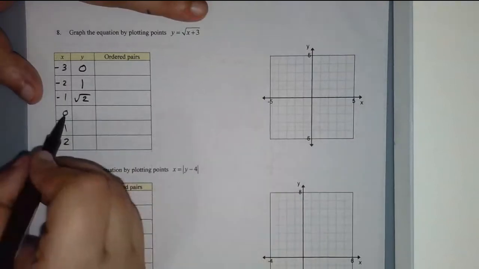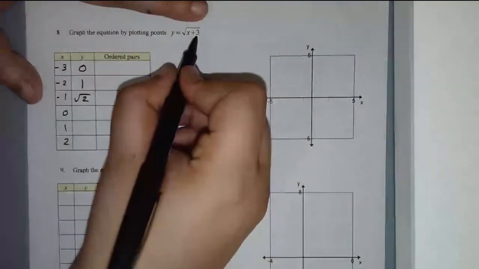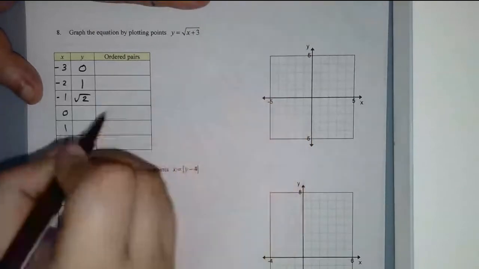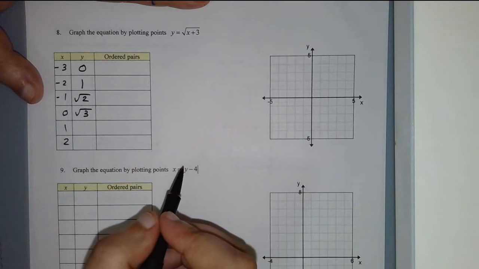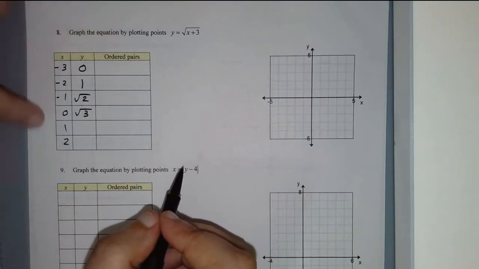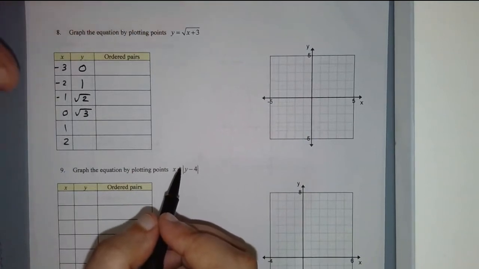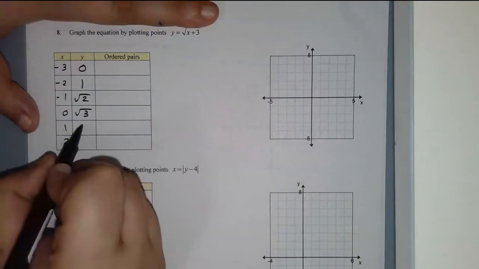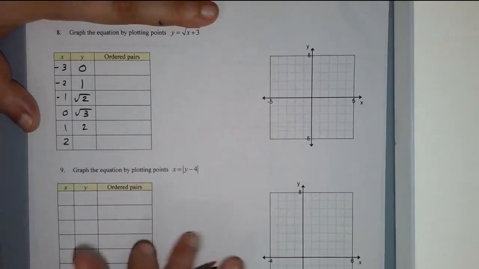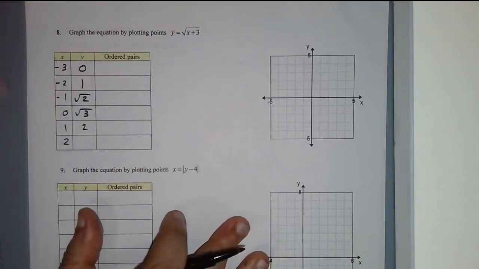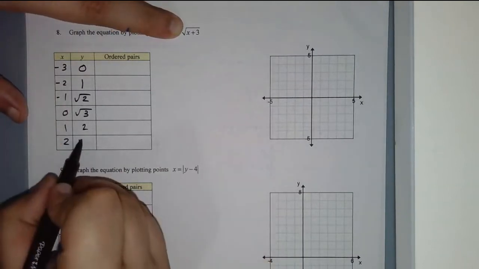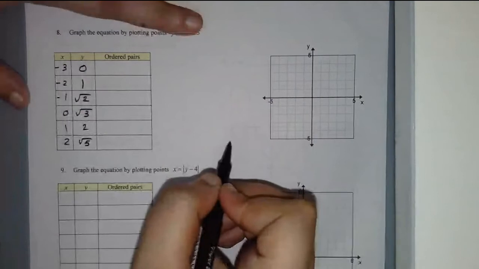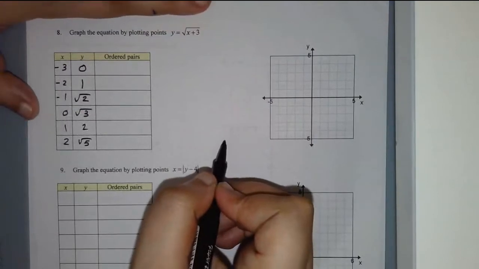Yeah. Now 0. 0 plus 3 is 3. 3 under the root is still 3 under the root. Like that. You can't simplify that either. Okay. 1 plus 3 gives me 4. Now 4 under the root is 2. So the answer is 2. 2 plus 3 is 5. 5 under the root gives you square root of 5. Oops. So far so good?